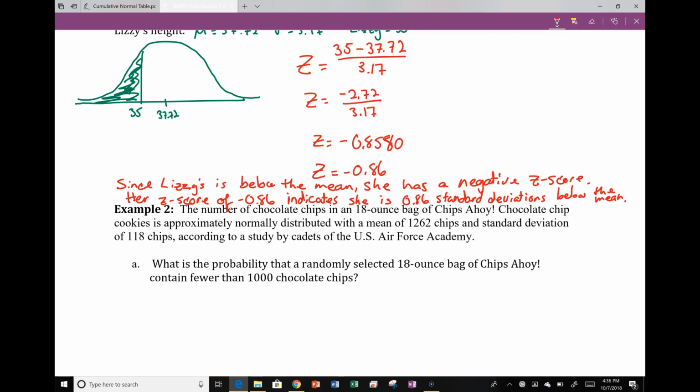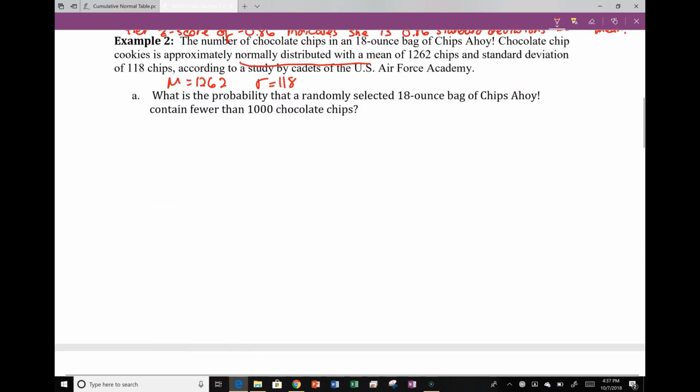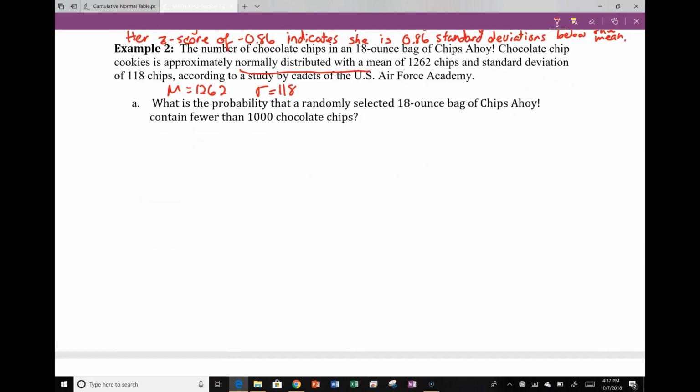So let's look at example 2. It says the number of chocolate chips in an 18-ounce bag of Chips Ahoy chocolate chip cookies is approximately normally distributed with a mean of 1,262 chips and a standard deviation of 118 chips, according to a study by cadets of the U.S. Air Force Academy. What is the probability that a randomly selected 18-ounce bag of Chips Ahoy contains fewer than 1,000 chocolate chips?